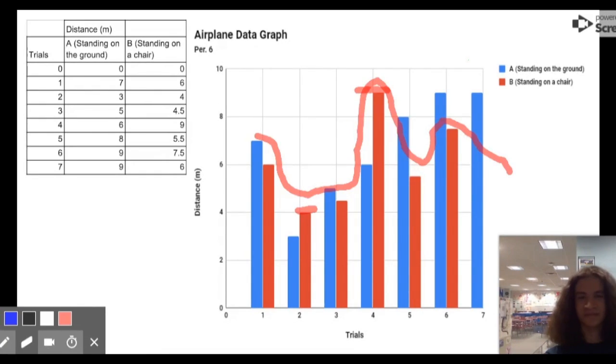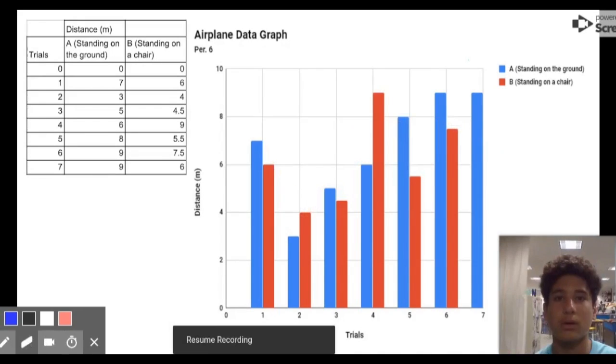The resulting pattern was very inconsistent. Overall, standing on the ground variable succeeded more.